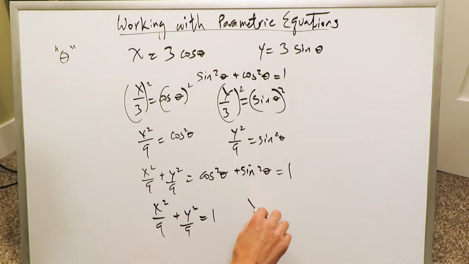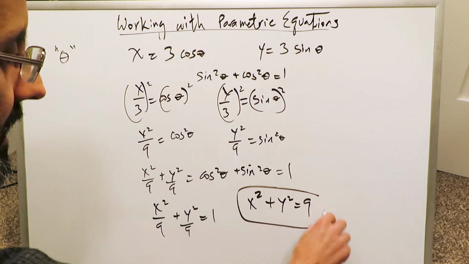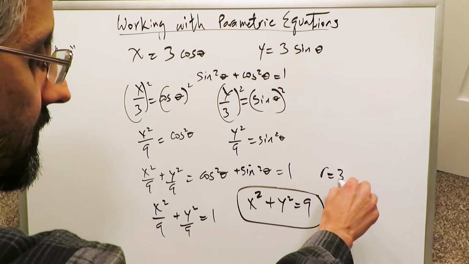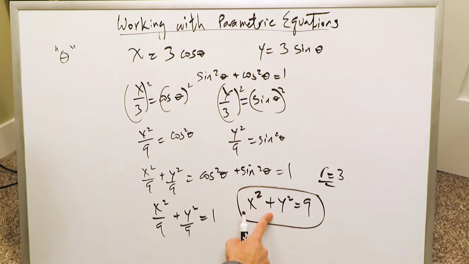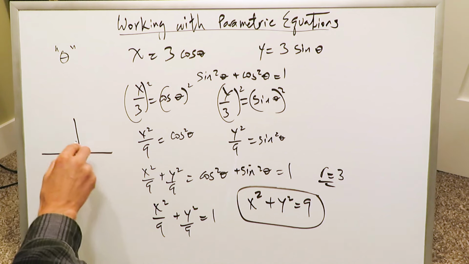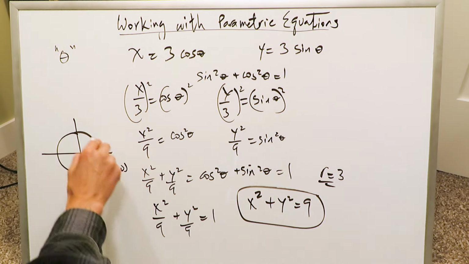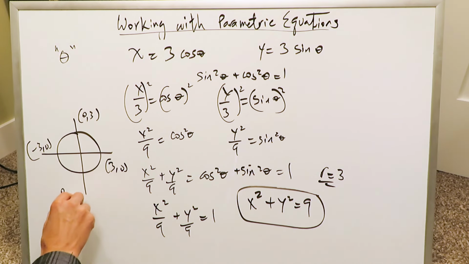You can cross multiply that 9. You'll have x squared plus y squared is equal to 9. You're looking here at a rectangular equation which represents the equation of a circle. Radius is equal to 3. We've eliminated the parameter from these parametric equations. We've arrived at a rectangular equation which represents a circle. Radius 3. And this is exactly what we're looking at. 3, 0, 0, 3, minus 3, 0, and 0, minus 3.